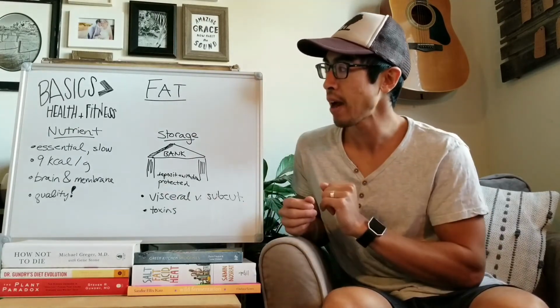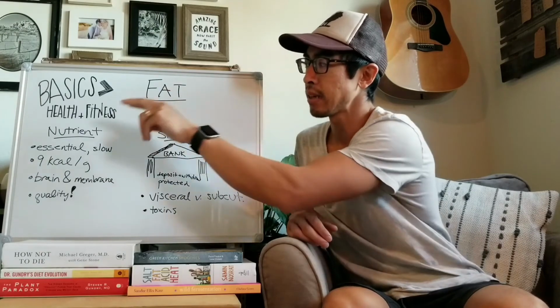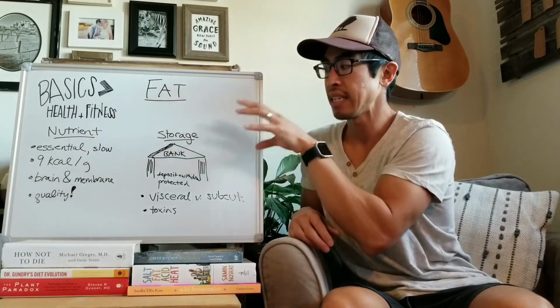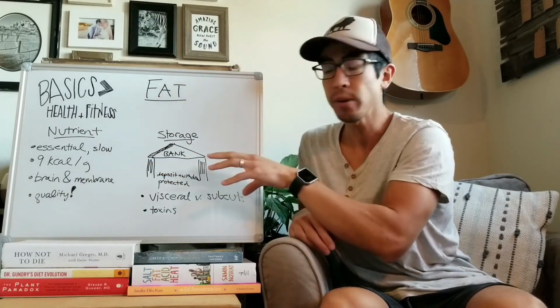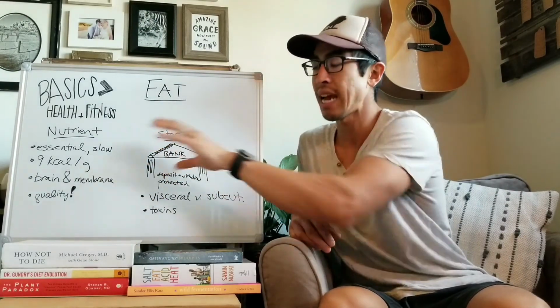But again, so fat, we want to separate into its components as a nutrient and as a storage vesicle. As a nutrient, it's essential. As storage, it's also essential. We just don't want an excess of either.